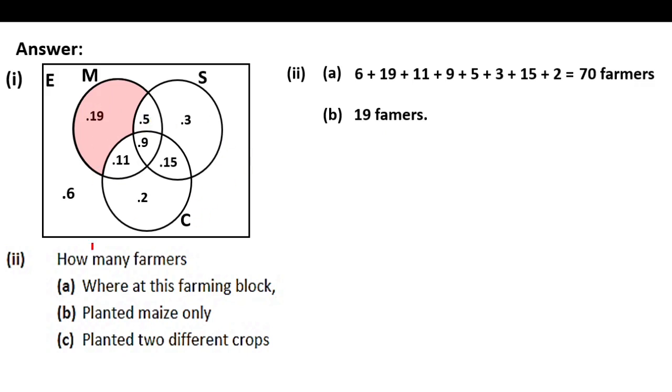Then C: planted 2 different crops. So those that planted 2 different crops are supposed to be where? Here. All right. So these planted 2 different crops, and these and these, and also these, they also planted 2 different crops. So we'll add these numbers here and we'll get what? 40 farmers.